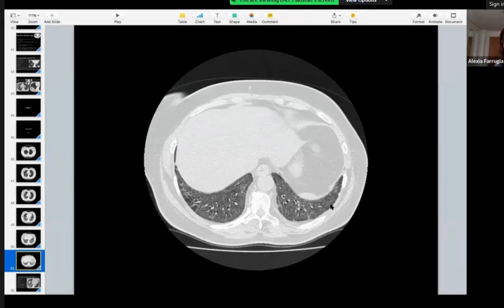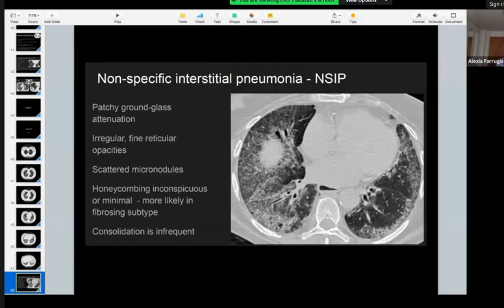And if you look closely in the periphery, there is some subpleural sparing, which is quite typical of NSIP. It doesn't have to be present, but when you see it, then NSIP should be your top differential. Okay. So with NSIP, you see patchy ground glass attenuation or opacification, irregular fine reticular opacities, some scattered micronodules, and honeycombing is inconspicuous or minimal.